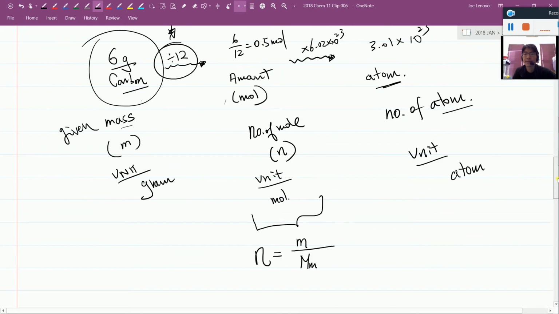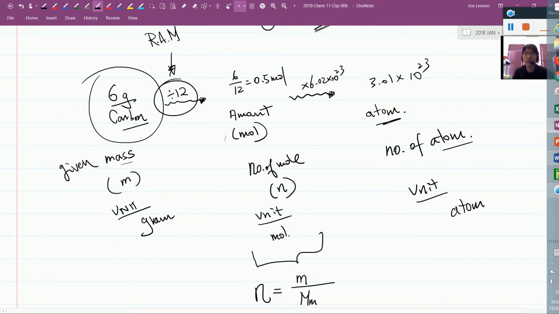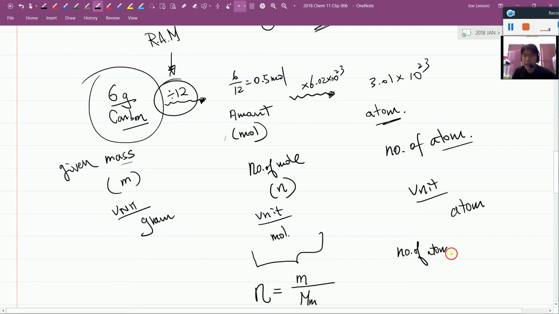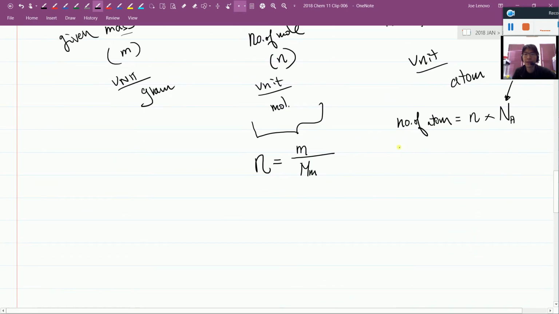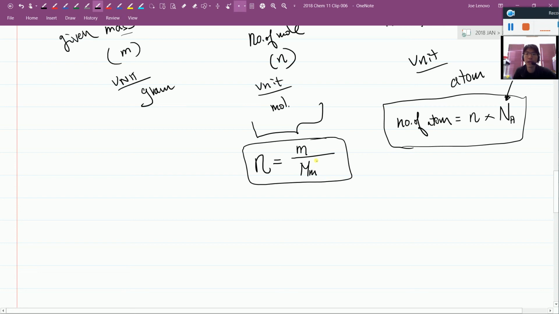Right? You can see those relationships with each other. Then, what would be the number of atoms if you want to find out? The formula would be number of mole times the big number. I would say Na. Na is the shortened form of Avogadro's number, which is 6.02 times 10 to 23. By using these two formulas, you are able to do all the equations you want.